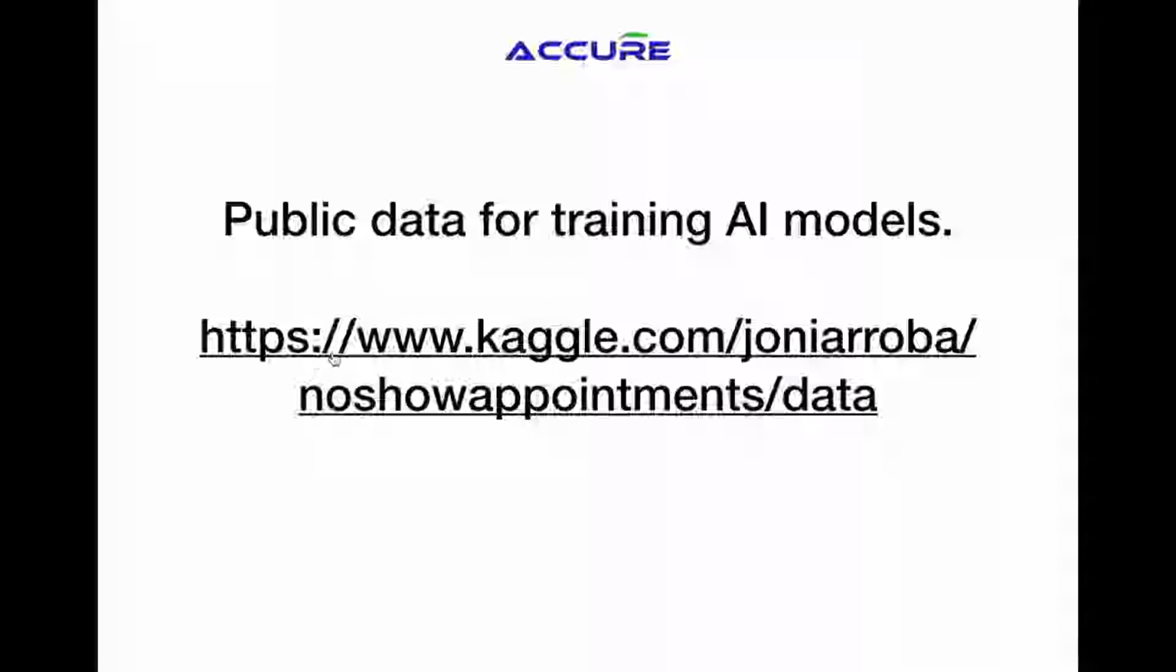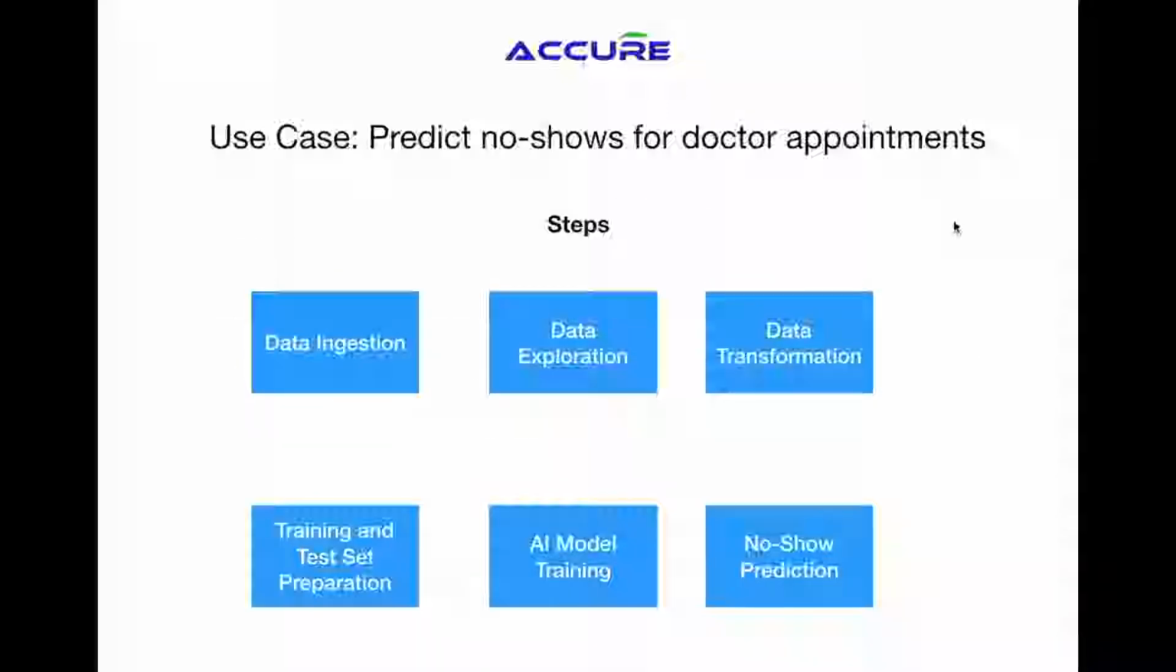For this exercise, I will use publicly available data for training the AI models. The data is available at this location. In this exercise, I will show you the following 6 steps for building an AI model that can predict no-shows for doctor's appointments. These steps are data ingestion to bring the data into the platform, data exploration to understand what the data looks like, data transformation so that we can transform the data in a way that the AI model needs. We will create training and test sets from the data set that we upload.